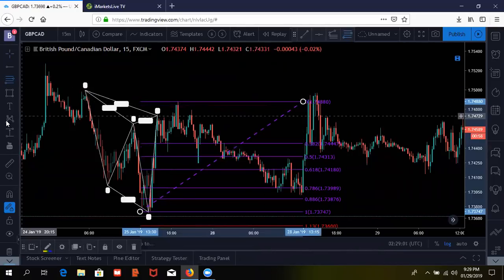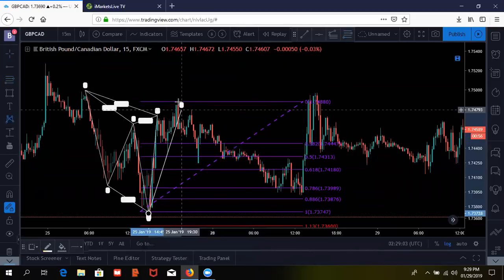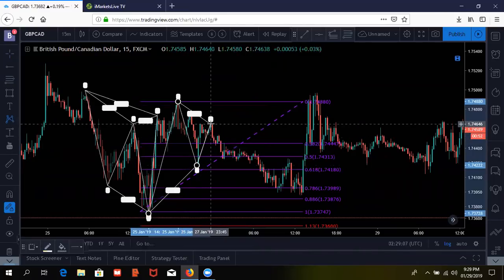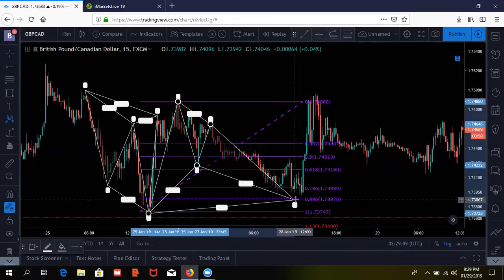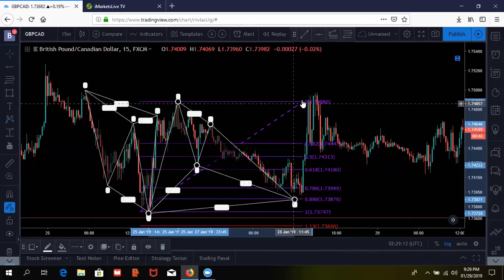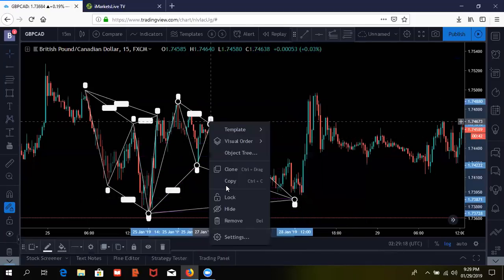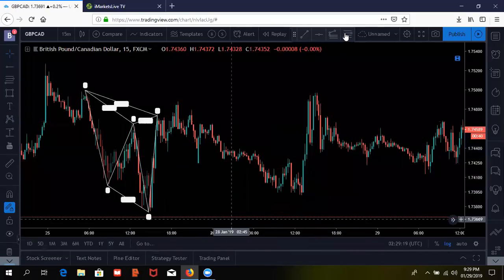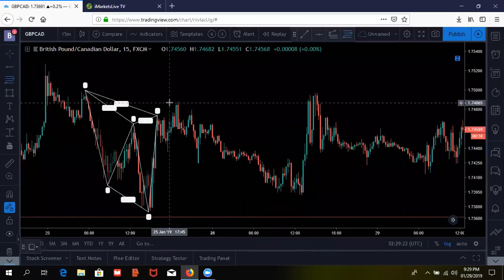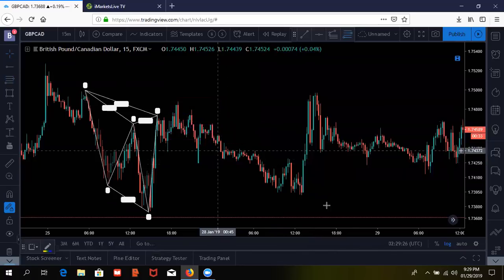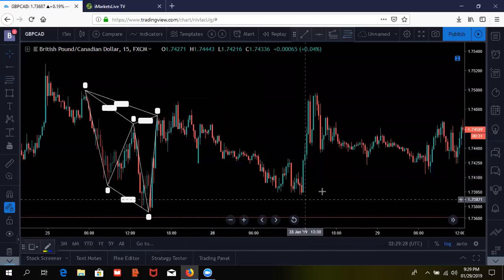So this, I'm just going to do this right here, would have been a bat pattern right here. I think, yeah, it would have been a bat pattern, but it didn't complete at the 88.6 right there. So that made it invalid. Well, yeah, invalid, but it would have missed our limit anyway. Let me see if that was correct. I'll take my fib from here to here. Yep, it would have missed our entry point by a little bit.